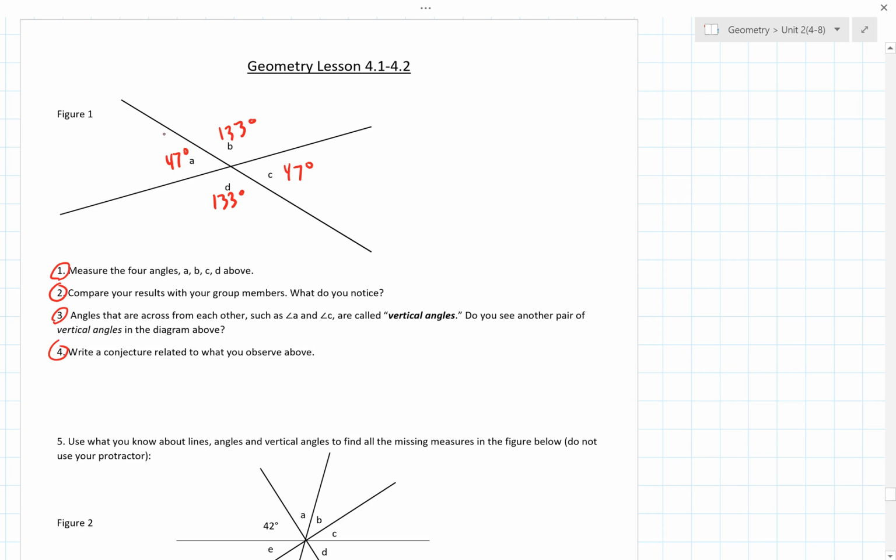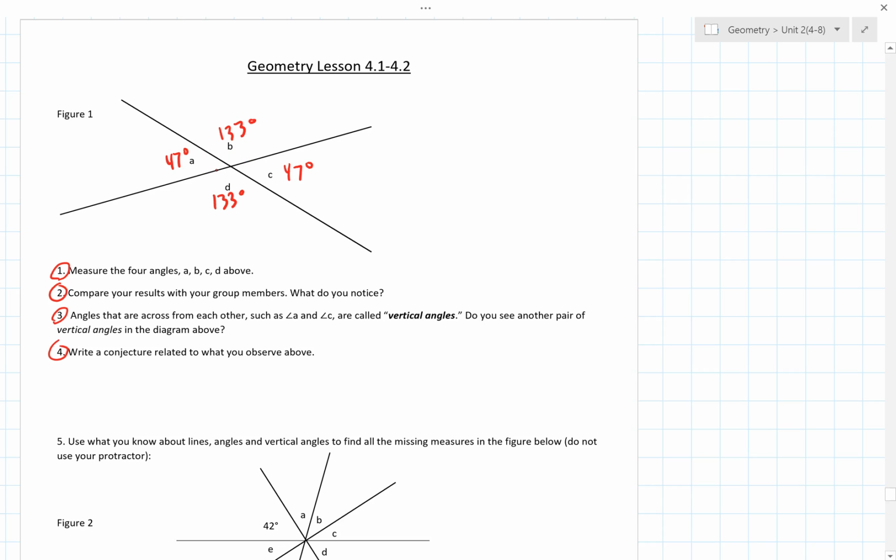Notice that those have to add up to 180 degrees. So 47 degrees plus 133 equals 180 because they form a straight line. So a straight line is always 180 degrees. And so it makes sense that 47 plus 133 is equal to 180.